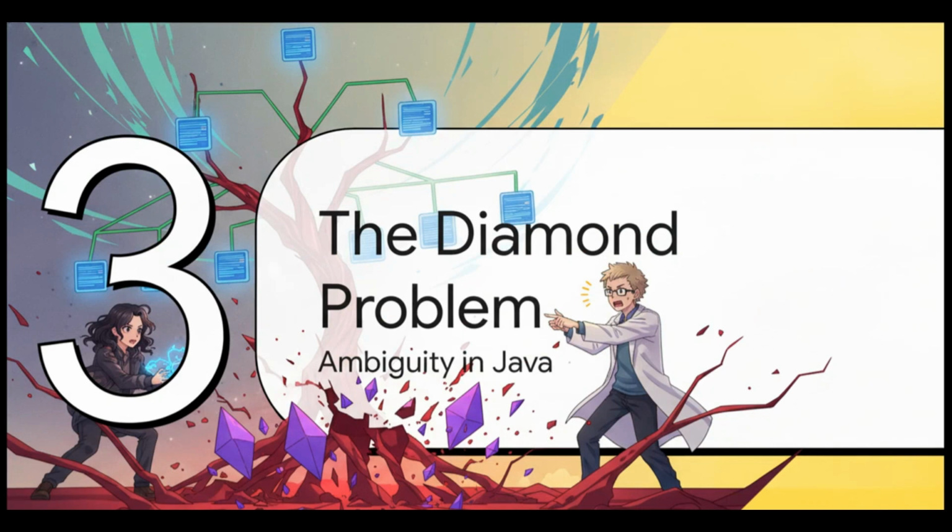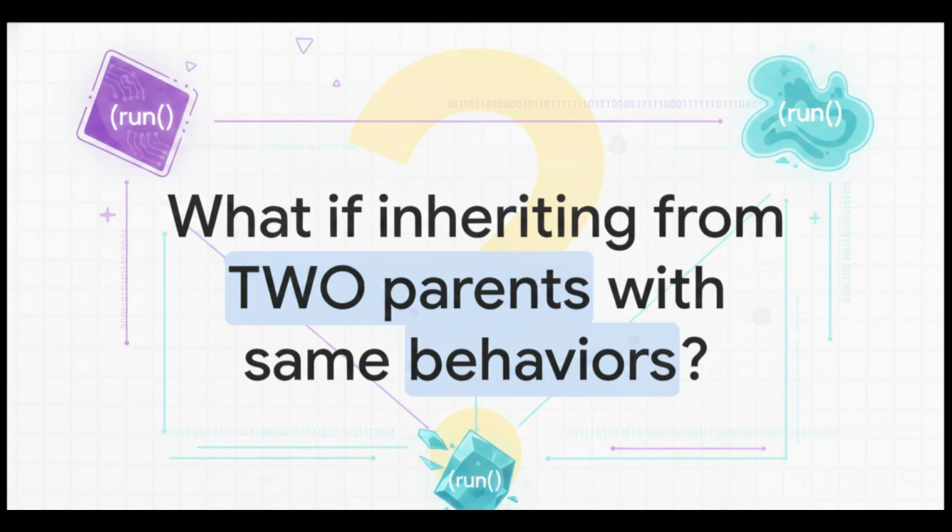Section 3, the diamond problem. Okay, we've built a great family tree, but we need to bring the momentum to a complete halt right here, because there is a catastrophic conflict lurking in the system that we absolutely have to address. I really want you to imagine a critical scenario for a second. What happens if a child class tries to inherit from two different parent classes, but both of those parents have a method with the exact same name and the exact same behavior? I mean, whose behavior does the child actually adopt?